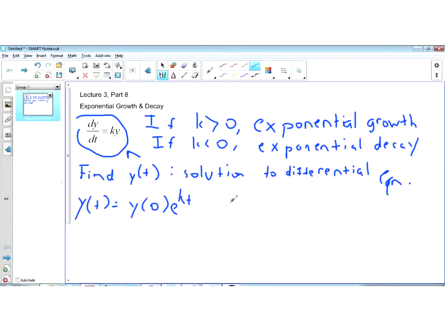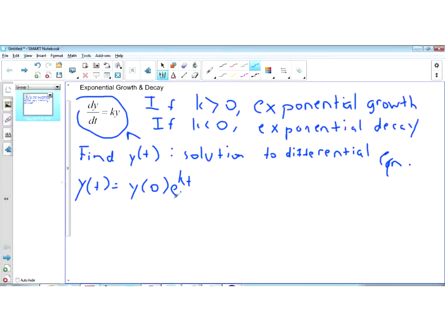To show you that this is the solution, we take this y of t and plug it into the differential equation. So y prime of t is equal to the constant y at 0, times the derivative of this exponential piece, which is, by the chain rule, the function itself times the derivative of the exponent, which is just k. And we're taking the derivative with respect to t, not x, this time.